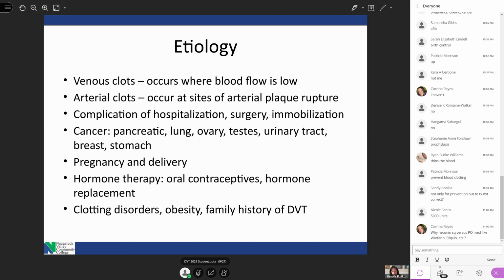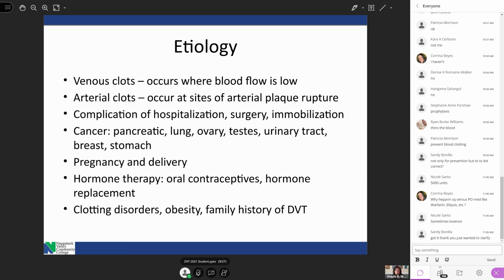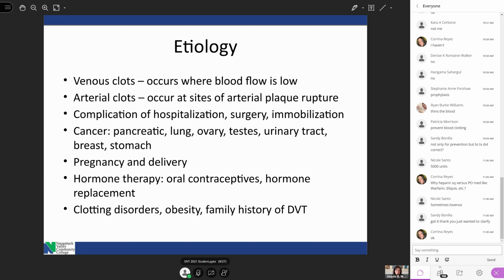Why heparin sub-Q versus PO med like warfarin, Eliquis, etc.? We are going to get to that. Excellent question, Karina. It's later on in my PowerPoint. I'm going to get to all that because the medications are extremely important. You need to know the medications for two reasons. One is they are definitely going to be on the exam. And the other reason is because it's all over your clinical. Okay. If you want to take care of patients, you need to know about these anticoagulants and what they do, how they work. You need to know about them. So many patients are on them.